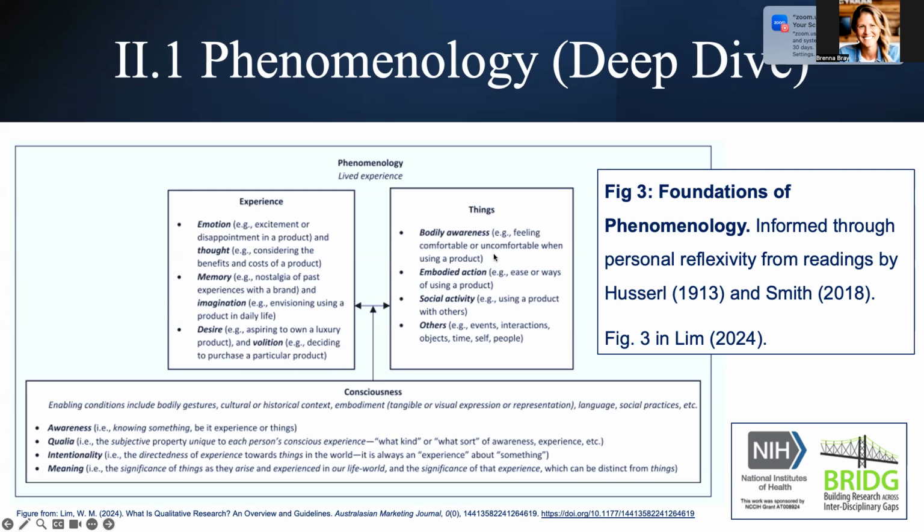And then things we discern, we might describe body awareness, so feeling comfortable or uncomfortable when using a product, embodied action, so ease or ways of using a product, social activity, using a product with others, and others, so events, interactions, objects, time, self, and people. And then we bring our own consciousness to these experiences and things. So the enabling conditions might include bodily gestures, cultural or historical context, embodiment, tangible or visual expression or representation, language, social practices, etc.